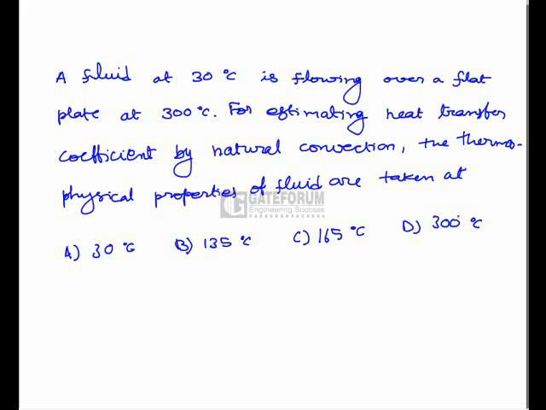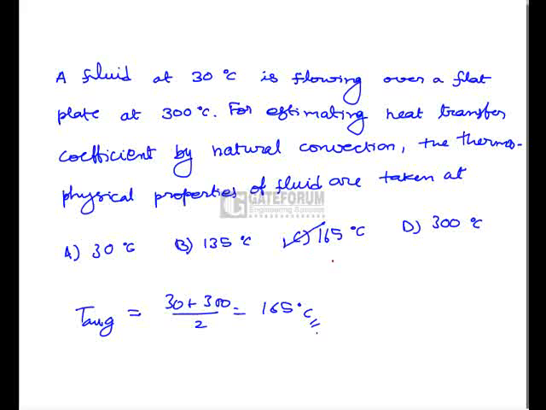A fluid at 30 degrees centigrade is flowing over a flat plate at 300 degrees centigrade. For estimating the heat transfer coefficient by natural convection, the thermophysical properties of the fluid are taken at... Here, we will have to take the average of the temperature of the fluid and the temperature of the surface. The average temperature is equal to (30 plus 300) by 2, that is 165 degrees centigrade. So we will have to consider the properties at 165 degrees centigrade to calculate the heat transfer coefficient. So in the options, the right option is C.